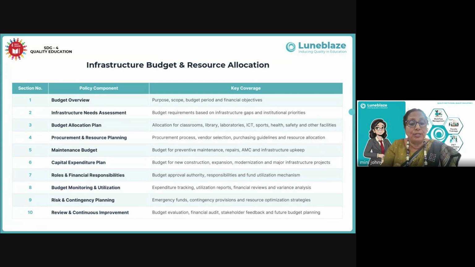Review and continuous improvement. How can we improve our infrastructure? We should have budget evaluation. How many lakhs of rupees did we spend this year? Financial auditing, stakeholder feedback, ask feedback from the stakeholders, and future budget planning.